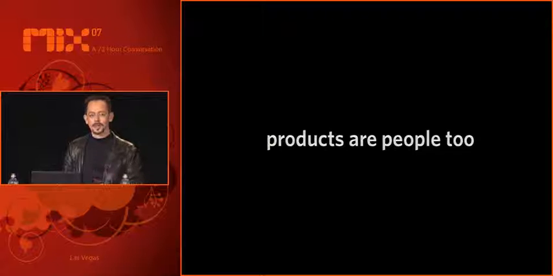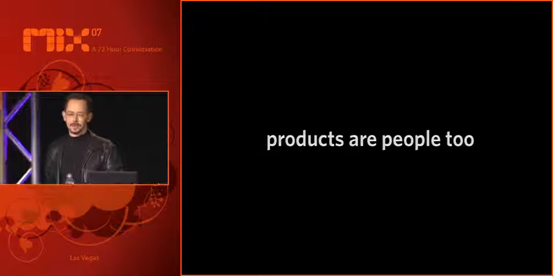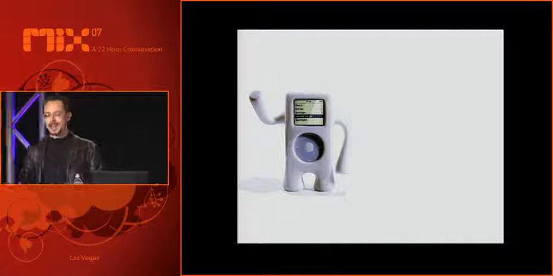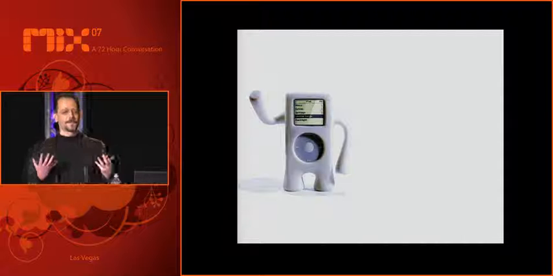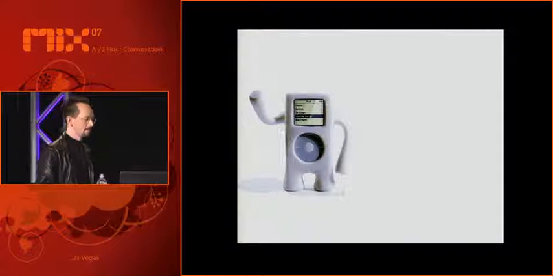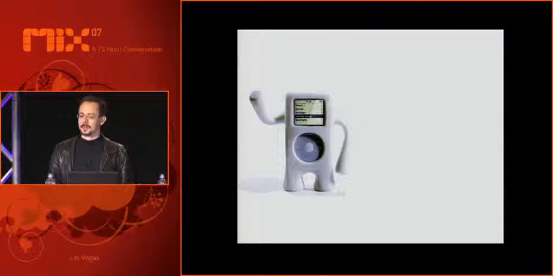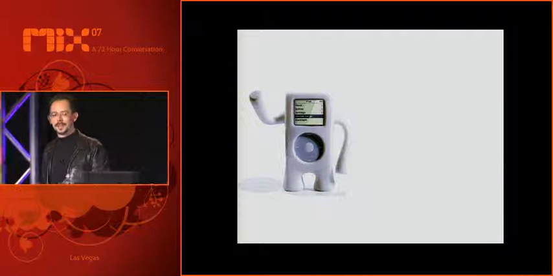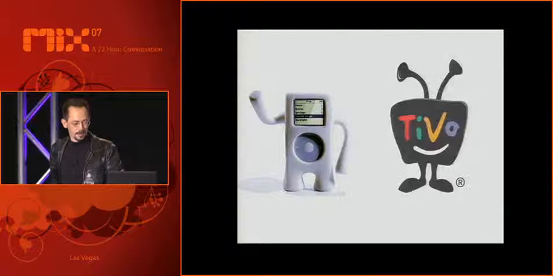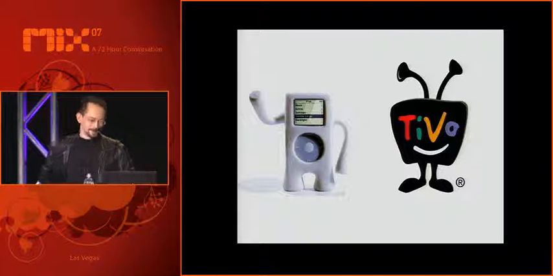It's a powerful emotional connection that we have with products that we interact with. This is an iPod case called iGuy. It makes physical this psychological attachment that we have to interactive products. Now, in the case of TiVo, they couldn't give their product arms and legs because it has to sit on a shelf with other audio-video components. So they anthropomorphized the logo instead.